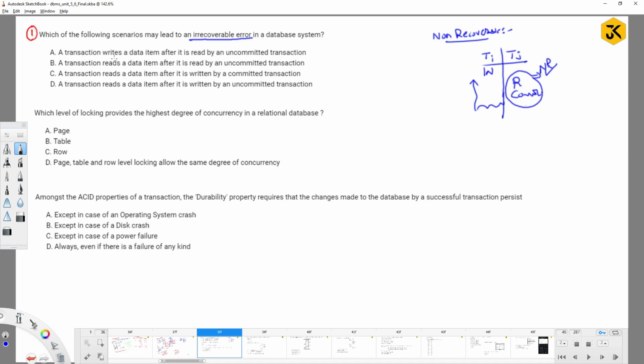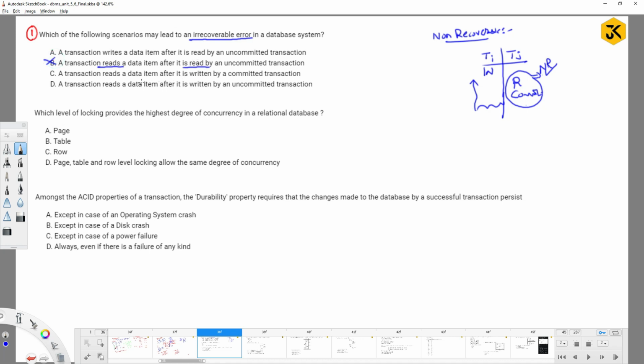If I take option B, a transaction reads a data item after it is read by an uncommitted transaction, here if you observe clearly, it is read followed by read. Is there any necessity to consider this option at all? No need. So this option is not the correct one.